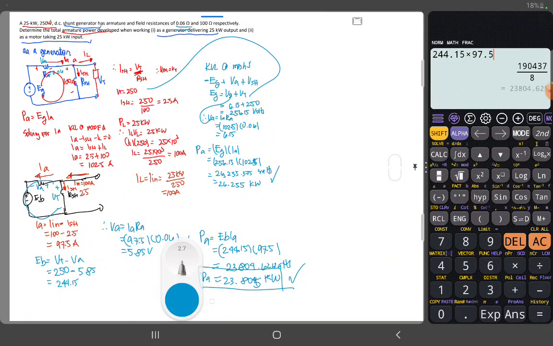So as you observe, the current direction will change, especially for your IN, IL, and your ISH.